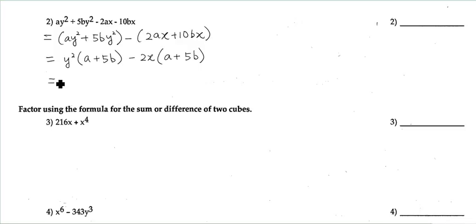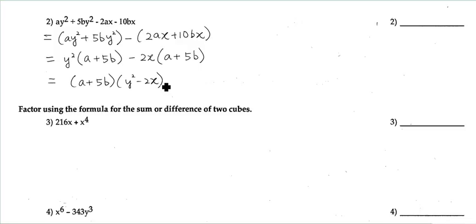We have two terms, and both of them have A plus 5B as a common factor. So we further factor out the A plus 5B. So the leftover will be y squared minus 2x.